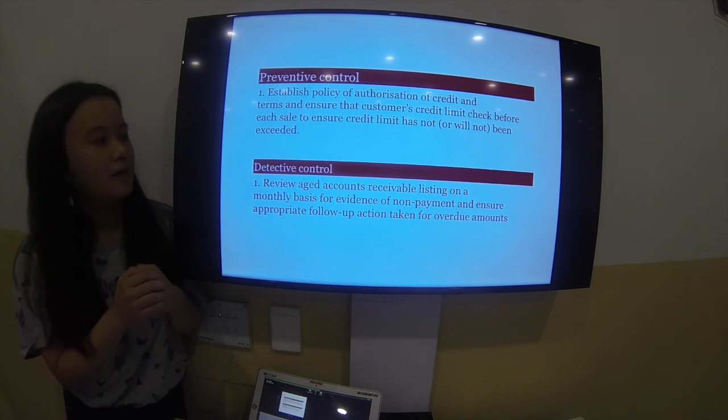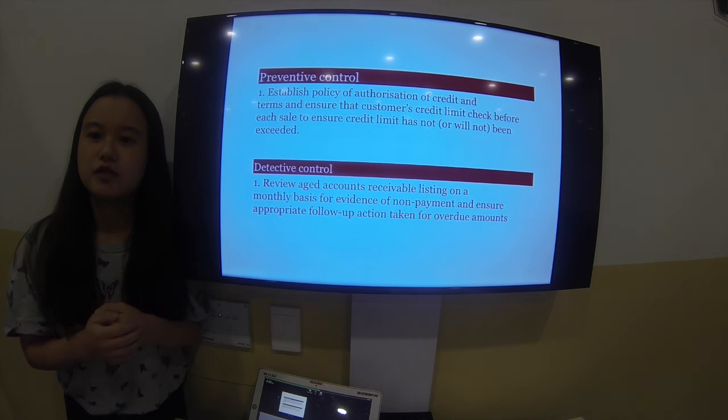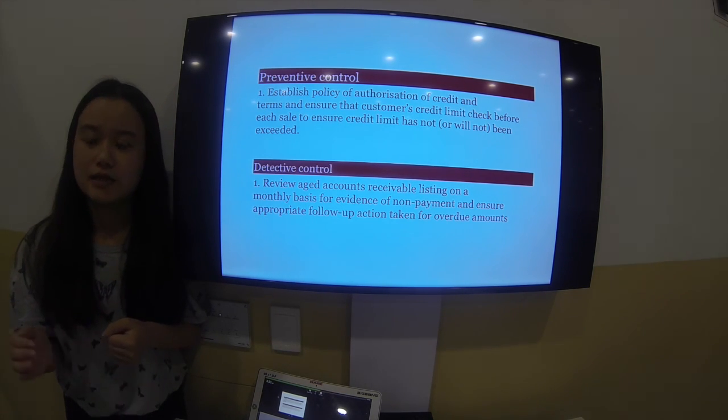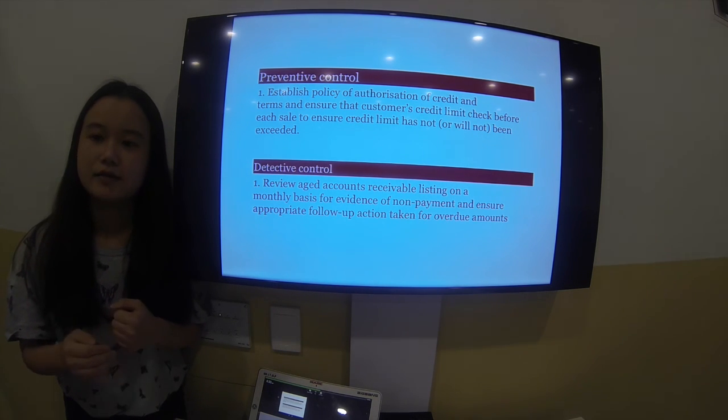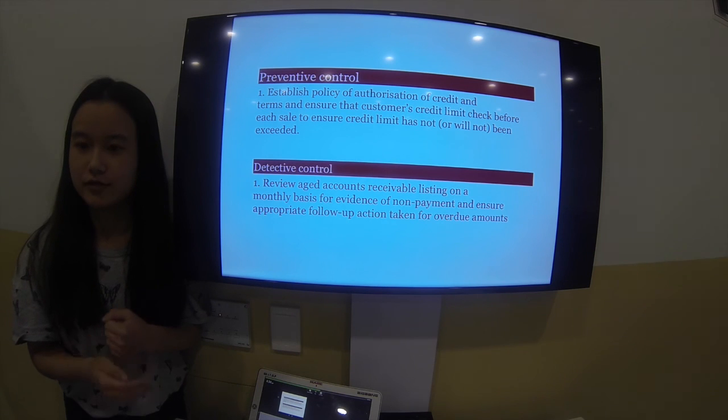The detective control is to review the accounts receivable listing on a monthly basis for evidence of non-payment and ensure appropriate follow-up action is taken for overdue amounts. This practice can ensure accurate statements of accounts receivable and bad debts.